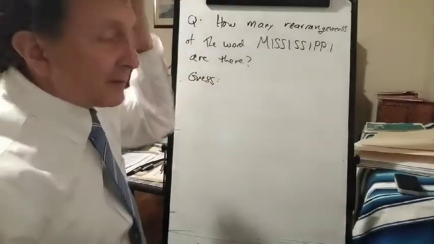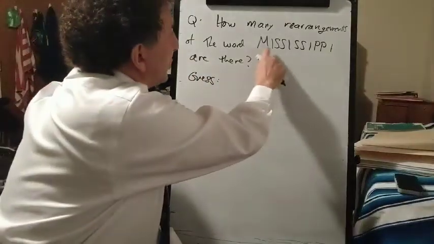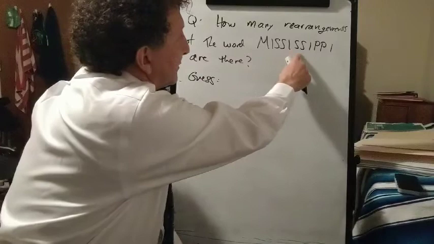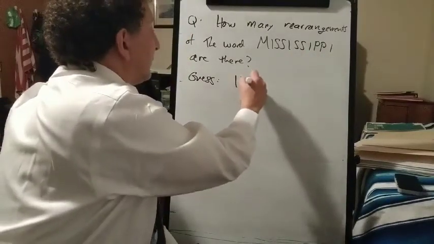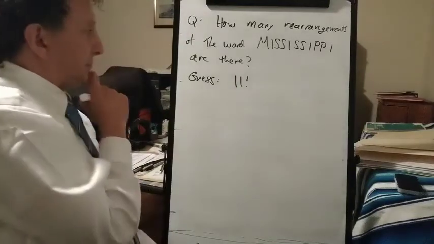So one thing we might guess is we can count the letters. 1, 2, 3, 4, 5, 6, 7, 8, 9, 10, 11. 11 factorial. But this isn't right.